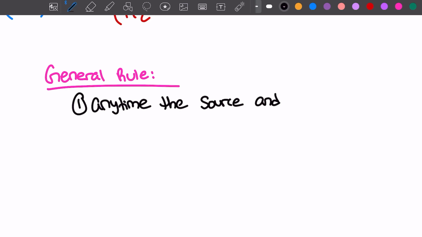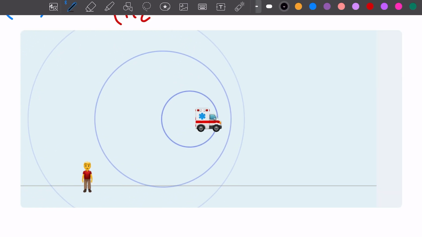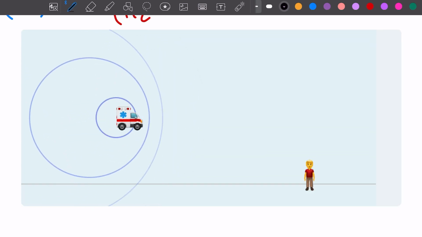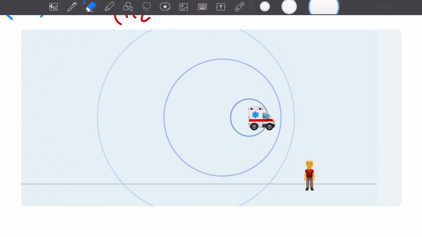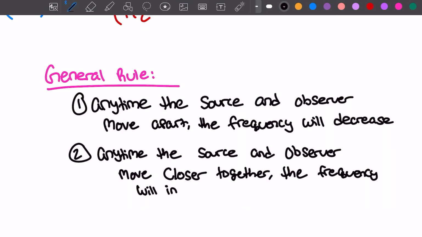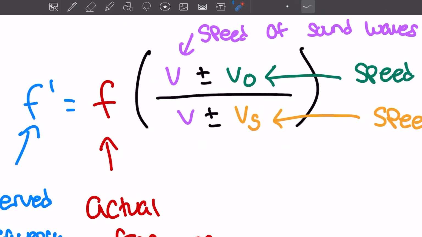Anytime the source and the observer move apart, the observed frequency will decrease because the wavelength is increasing. And anytime the source and the observer move closer together, the observed frequency will increase because the waves are getting compressed. If the observed frequency should be higher, then you pick the signs that make the fraction larger. And the fraction is larger when the numerator is greater than the denominator.